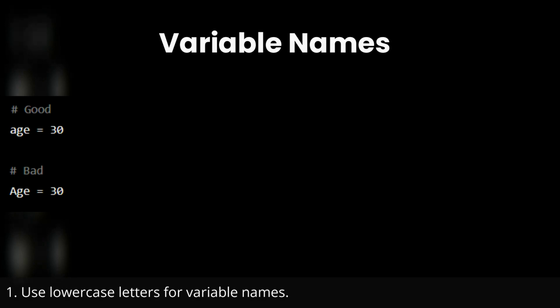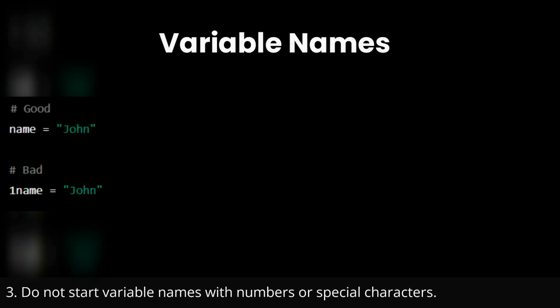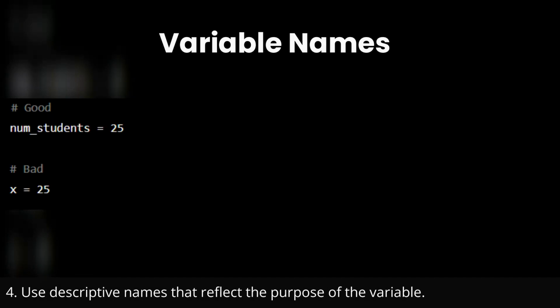1. Use lowercase letters for variable names. 2. Separate words in variable names using underscores. 3. Do not start variable names with numbers or special characters. 4. Use descriptive names that reflect the purpose of the variable.